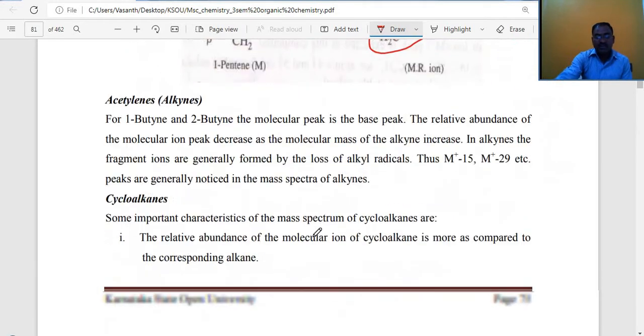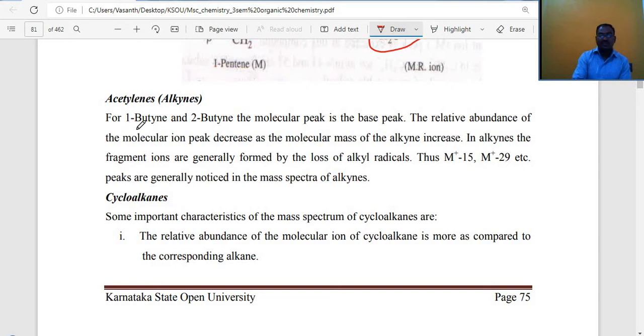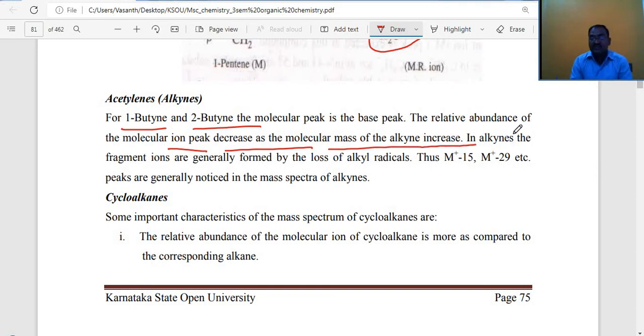In acetylene or in alkynes, 1-butyne and 2-butyne, the molecular ion peak is the base peak. The relative abundance of the molecular ion peak decreases as the molecular mass of the alkyne increases. In alkynes, the fragment ions are generally formed by the loss of alkyl radicals. Here, removal of 15, 29, etc. 15 means CH3, 29 means CH3CH2, like that.